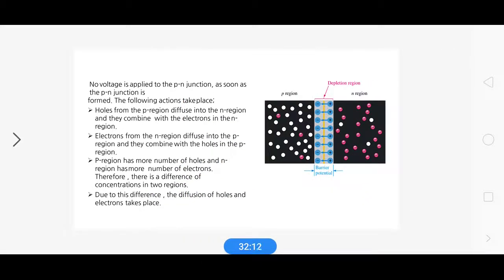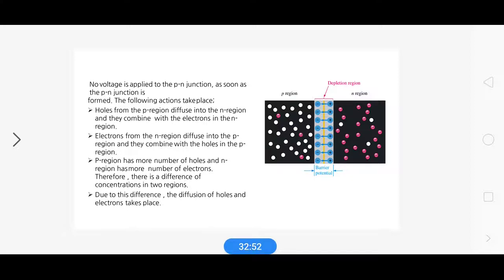When no voltage is applied to the junction, the holes in the P region are moving towards the junction and electrons in the N region are moving towards the junction, and they recombine with each other. After a few recombinations across the junction, immobile ions are created. The positively charged ions in the N region and negatively charged ions in the P region are formed.